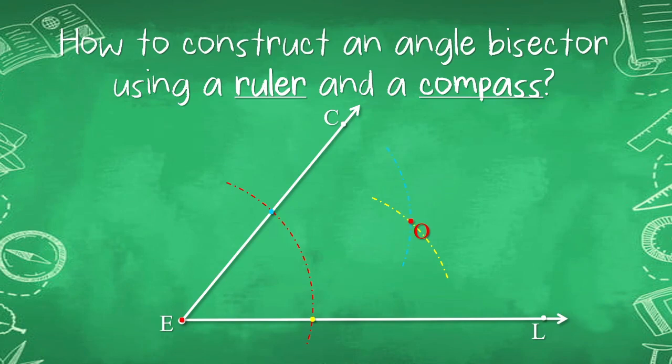Lastly, connect the vertex and the point of intersection, which can be labeled as point O, of the arcs to form a ray.